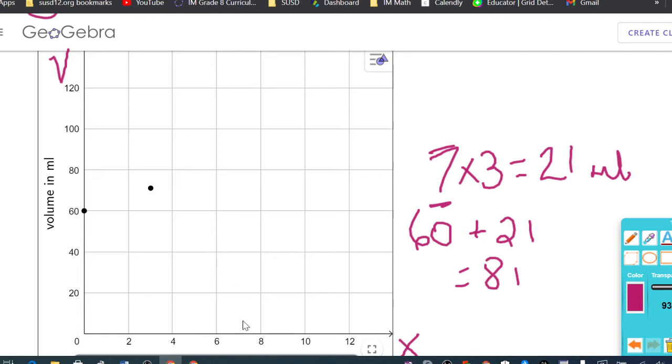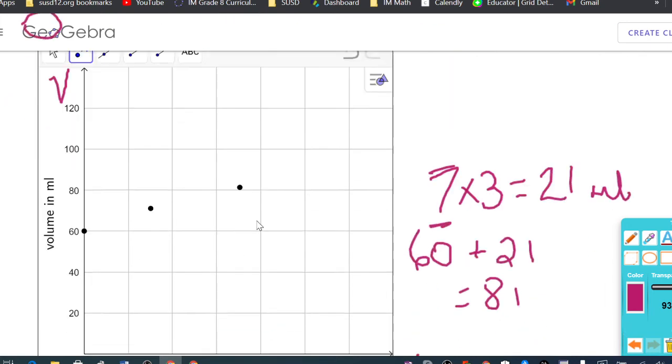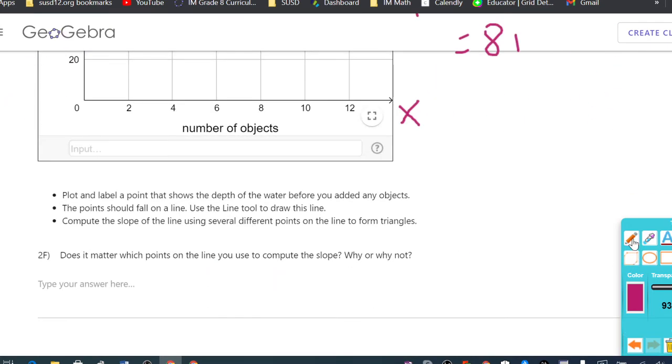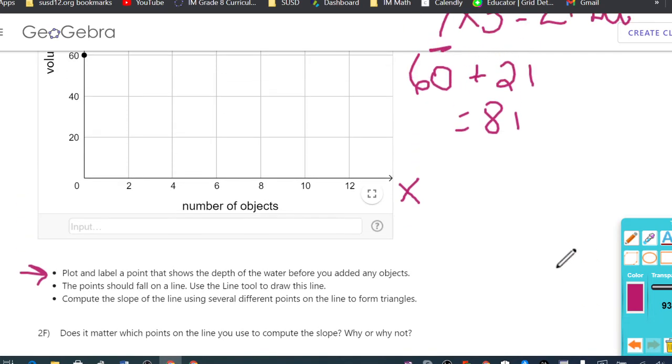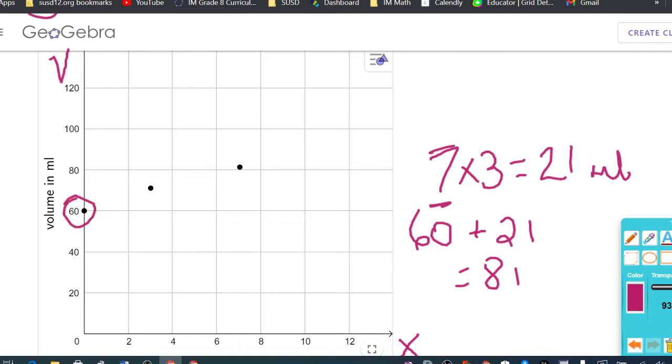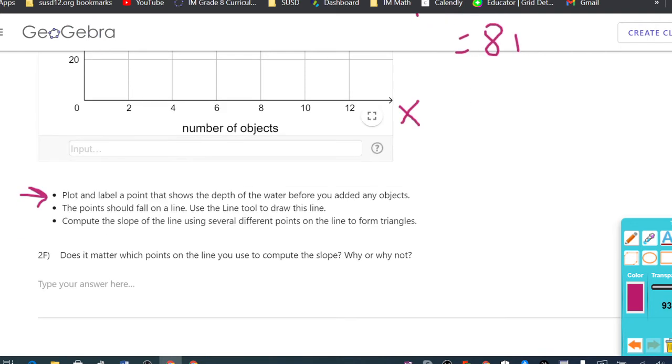This is getting easy, isn't it? So when x equals 7, we had 81 milliliters. I guess right about there. Okay, follow the directions after the graph. It says plot and label a point that shows the depth of the water before you added any objects. We did that. The depth of the water before we added objects is 60 milliliters. That's the volume.